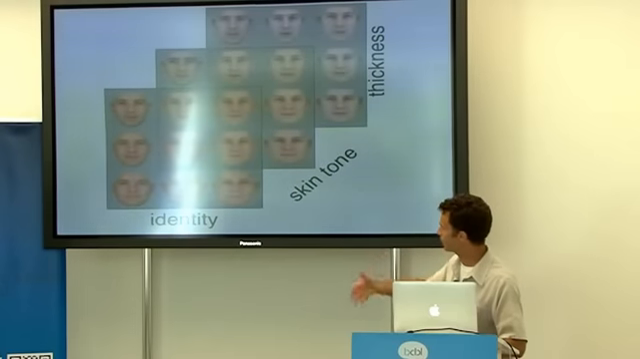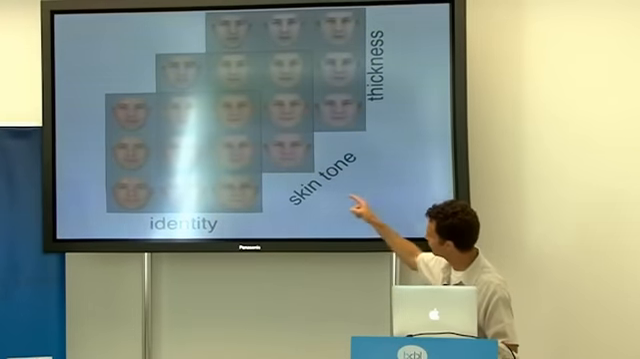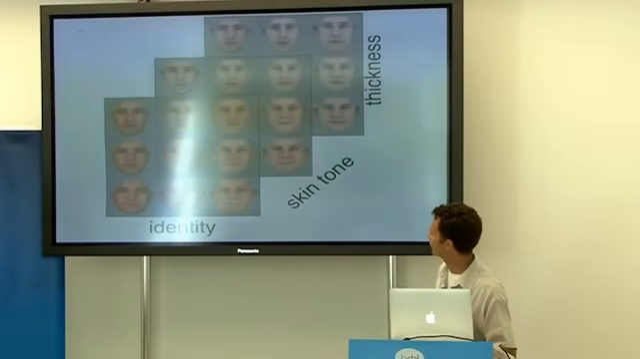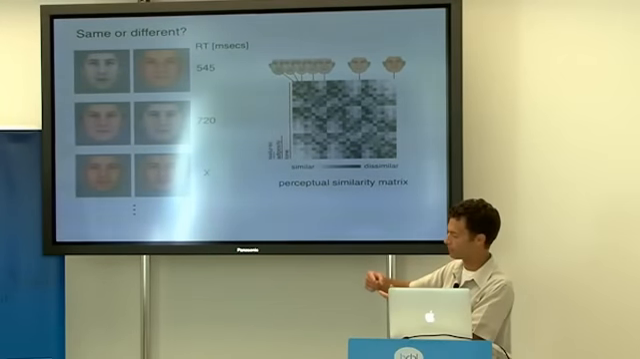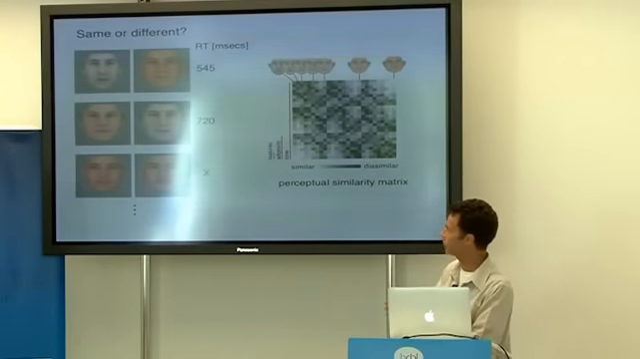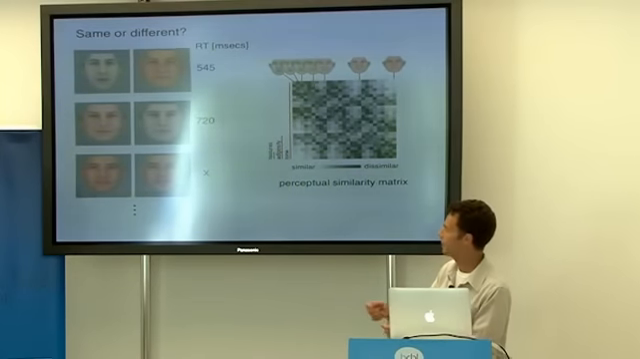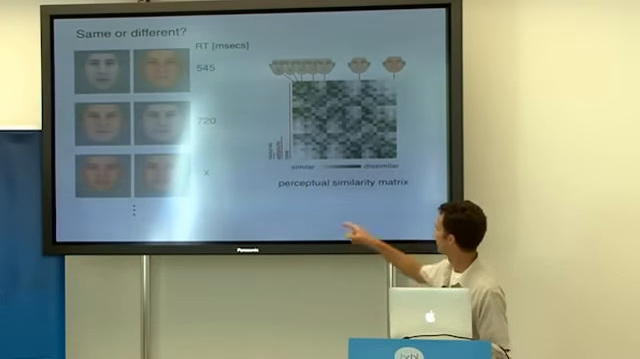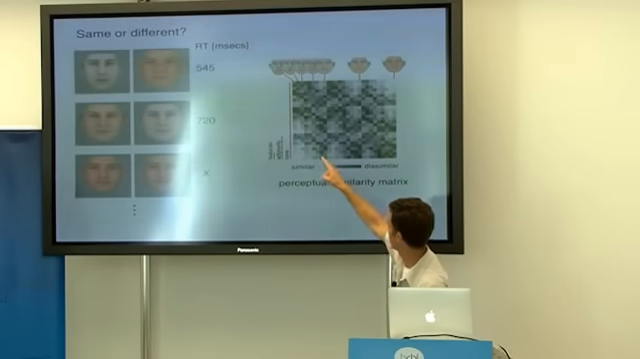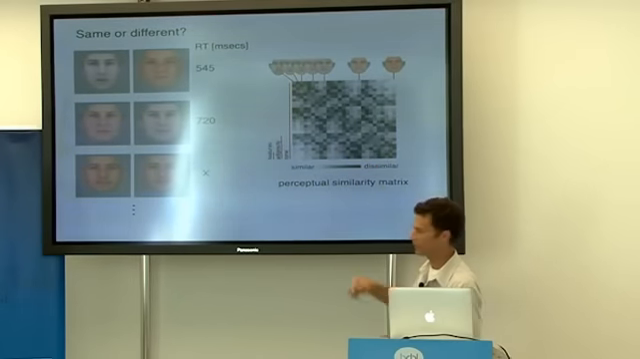You can do behavioral measures to see how similar any one face is to another. You have people look at pairs of the faces and judge whether the faces are the same or different, and you use their behavior to determine how perceptually similar all the faces are to any others.